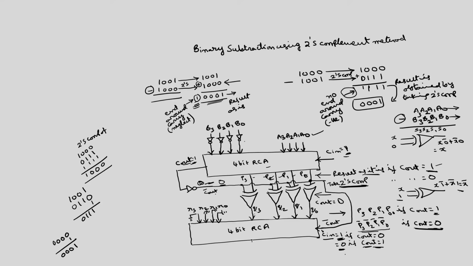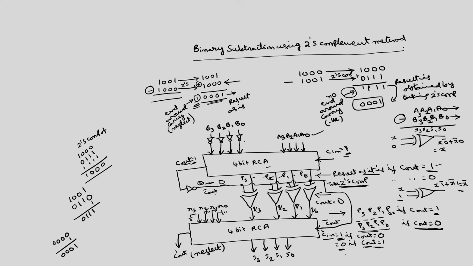Then here we will get the final sum outputs. This is S3, S2, S1, S0. We will get some C out dash, say, which we are going to neglect. This is how we can perform the binary subtraction using 2's complement method.